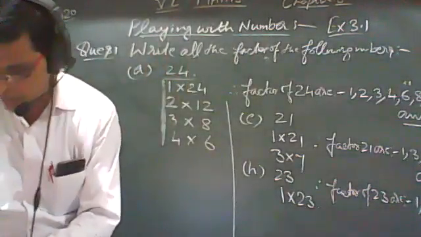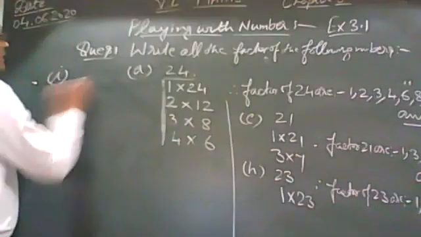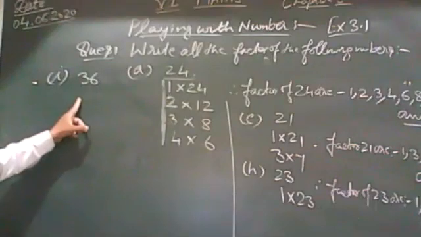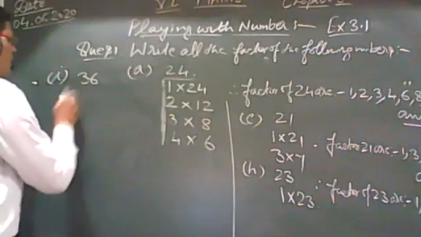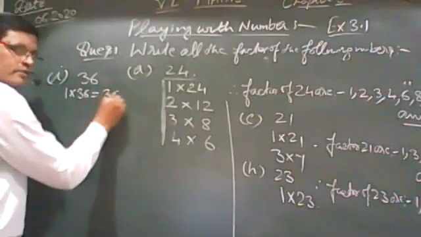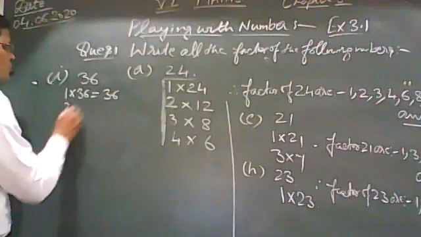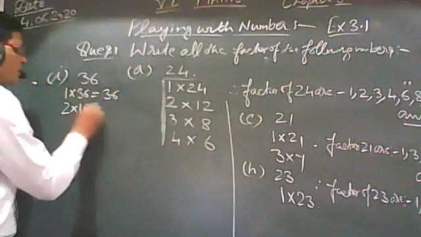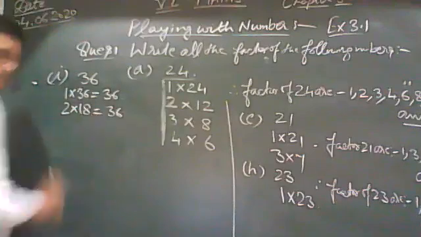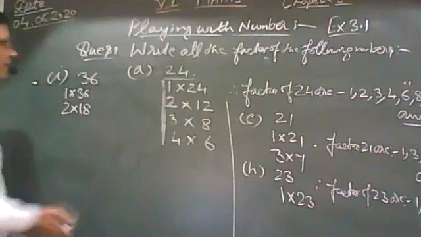Now one question I will take, I part, and that is 36. First you write in the multiple form: 1 into 36 equals 36. 2 is exactly divisible by this number. 2 ones are 2, 2 eights, 2 eighteens are 36. 2 into 18.